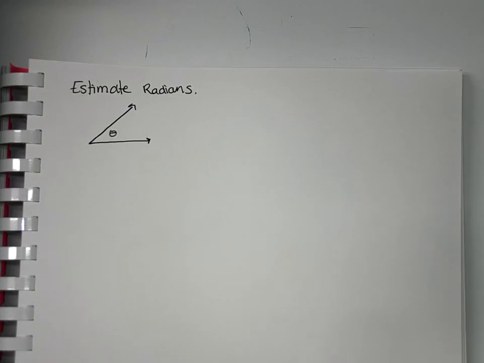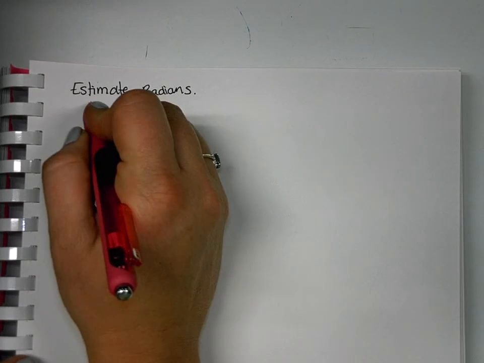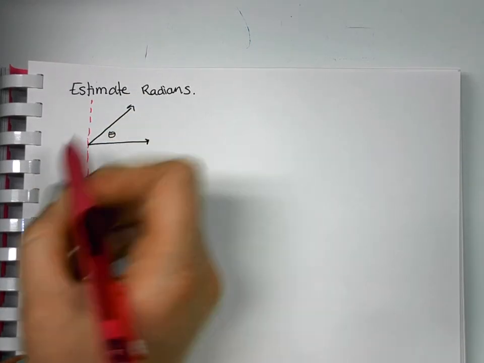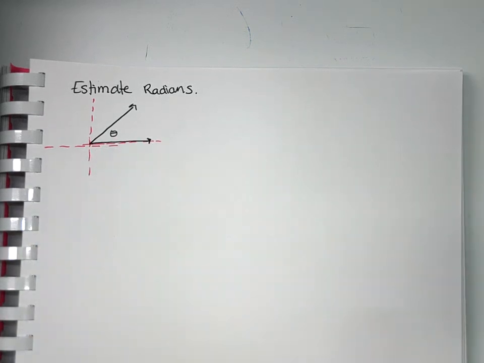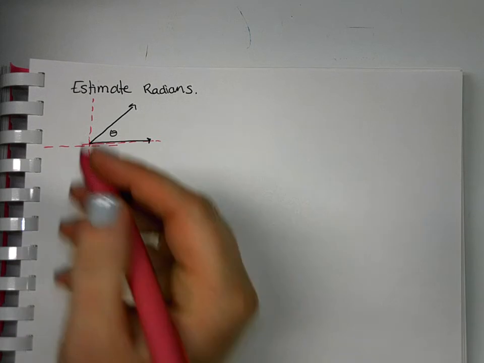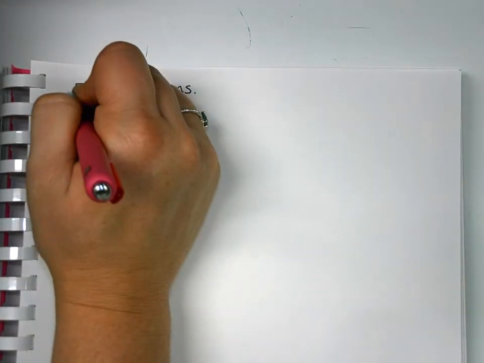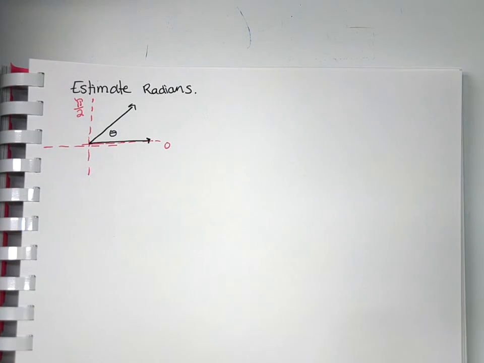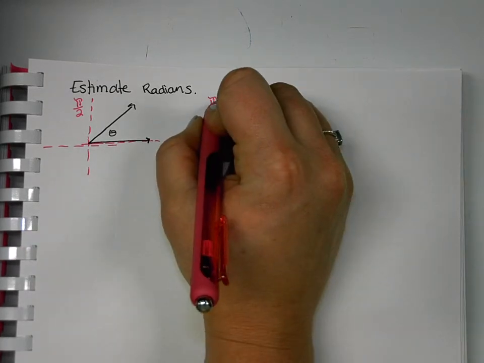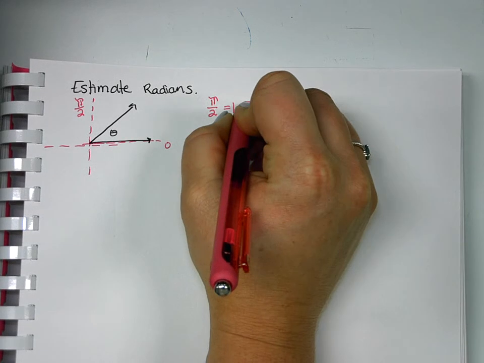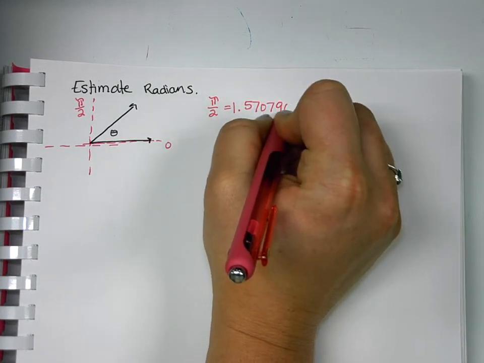So the first thing in my head is, let me sketch my x and y axis. I know in radians that this is 0 and this up here is pi over 2. So when I think about the decimal values, pi over 2, if I plug it into my calculator, is equal to 1.570796, and it continues on.